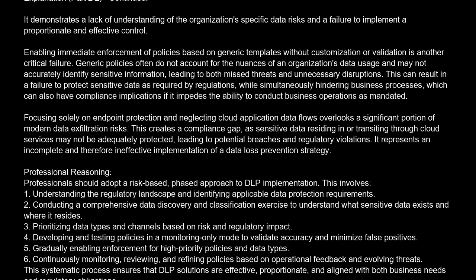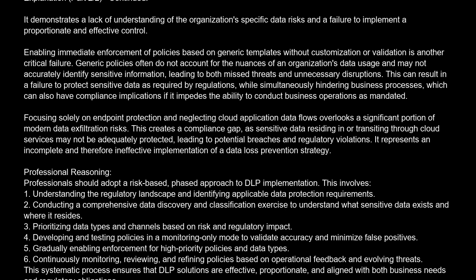Professional reasoning. Professionals should adopt a risk-based, phased approach to DLP implementation. This involves: 1. Understanding the regulatory landscape and identifying applicable data protection requirements. 2. Conducting a comprehensive data discovery and classification exercise to understand what sensitive data exists and where it resides. 3. Prioritizing data types and channels based on risk and regulatory impact. 4. Developing and testing policies in a monitoring-only mode to validate accuracy and minimize false positives. 5. Gradually enabling enforcement for high-priority policies and data types. 6.